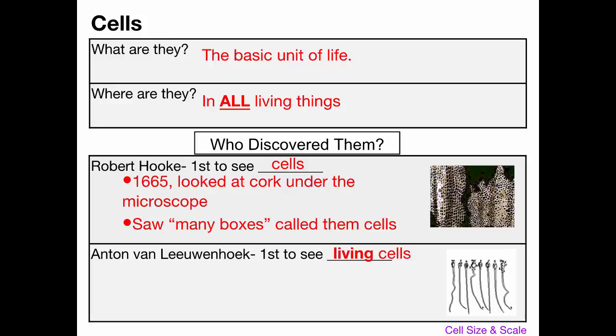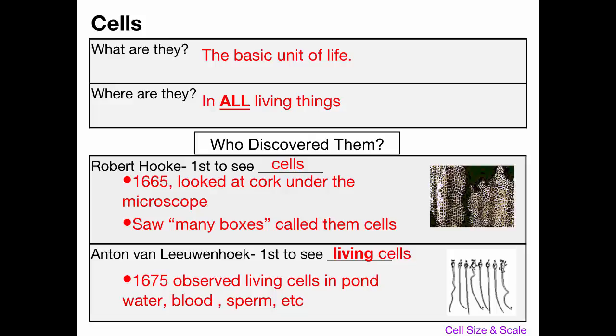And Leeuwenhoek looked at a variety of different things in his microscopes. He was able to create really powerful microscopes for the time. And in 1675, he observed pond water and noticed that in the pond water there were living organisms that were too small to see with unaided vision, but he could see them using the microscope. He looked at samples of blood and saw that there were components in the blood, cells. It wasn't just a red liquid. He looked and saw moving sperm cells.